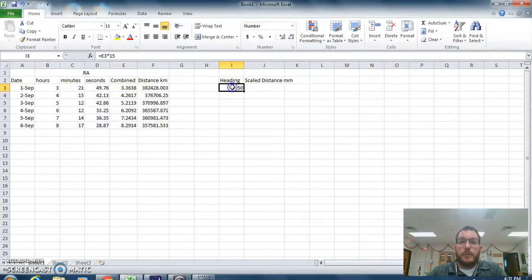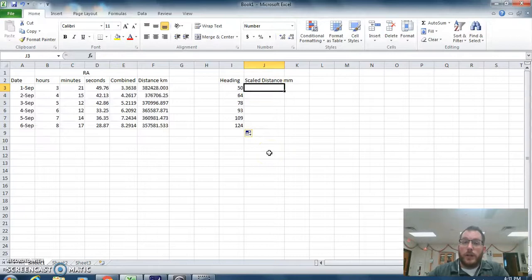Now I already have this set up to not show me any decimals. I can always make this more decimals, but we want it to the nearest degree, so I'll take it all the way down. Now this one's not sitting next to any other data points, so double clicking is not going to do anything, but I can click and drag that all the way down to get my heading degrees.